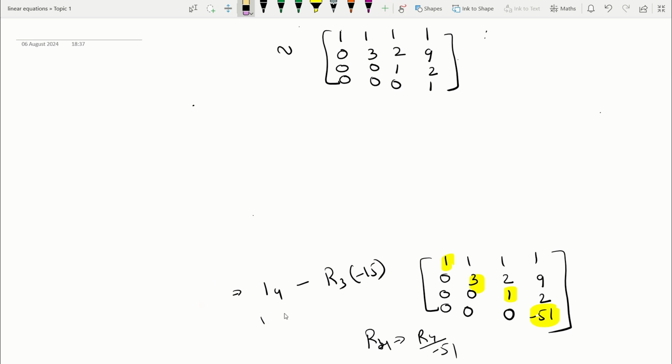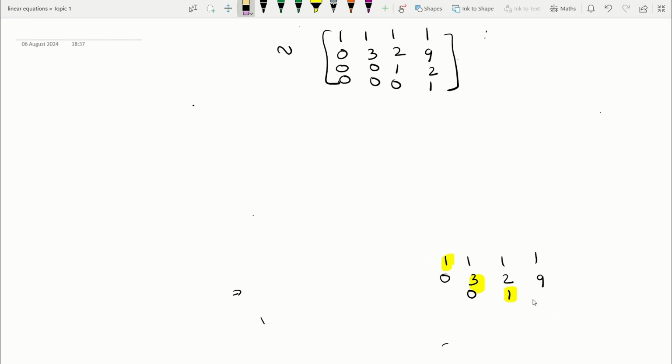See how much time it took. This is the big problem, that's all. When you are checking yourself, you have to do this much big problems, then it will be clear to you anywhere. If you get doubts also, it will be more clear. 1 1 1 1, 0 3 2 9, 0 0 1 2, then 0 0 0 1, that's all. Okay, this is in echelon form.